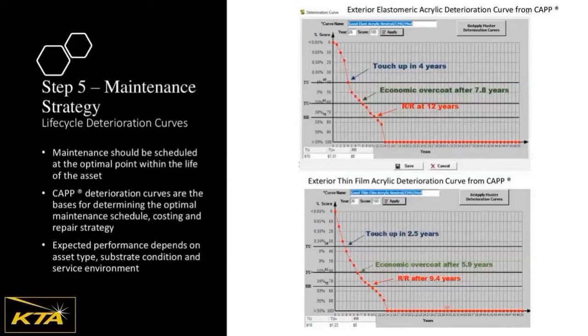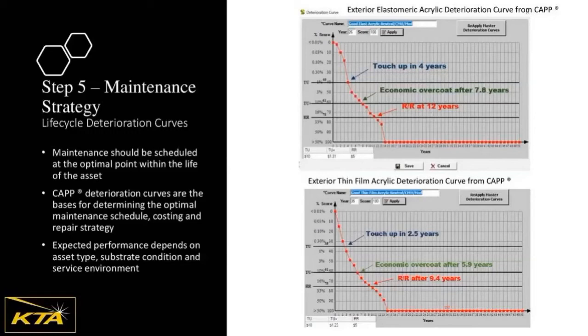And so the goal is to schedule proactive maintenance at the optimal point within the life of that asset to avoid a reactive call or forego removal and replacement. But with facilities that have deferred maintenance, sometimes removal and replacement is necessary. So, deterioration curves are the basis for determining the optimal maintenance schedule, costing, and repair strategy.